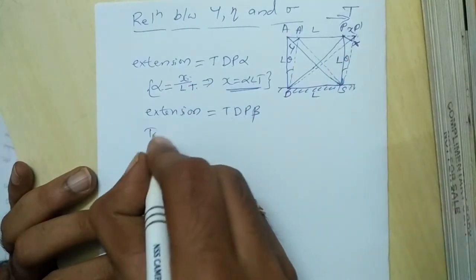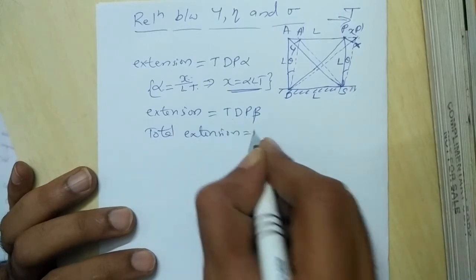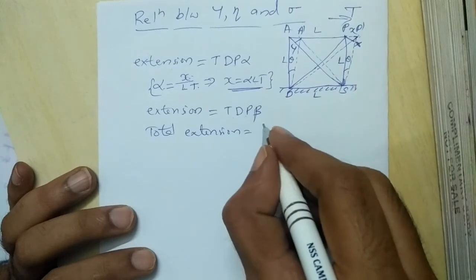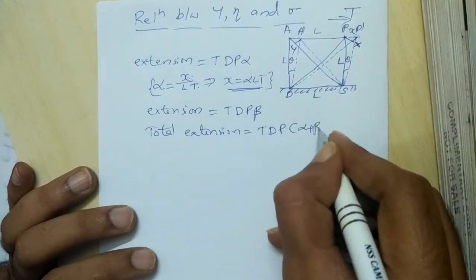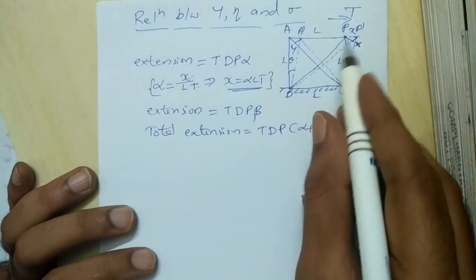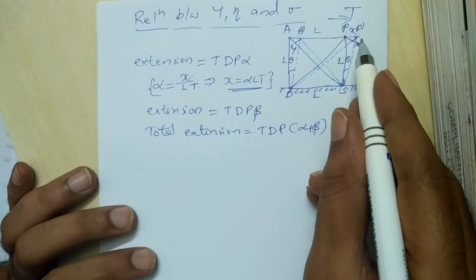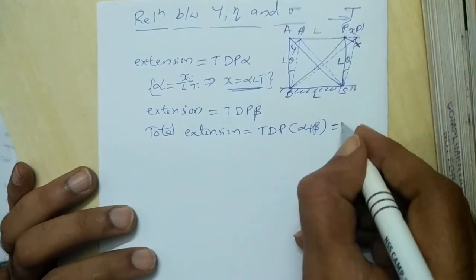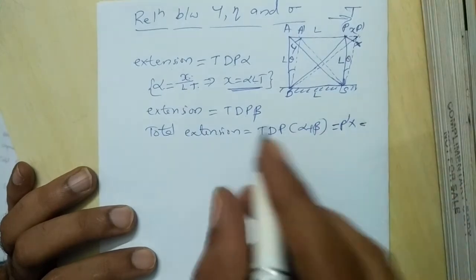So what's the total extension? That's equal to the sum of the two, so that is T into dP into alpha plus beta. Here the original dimension was dP, now it changes to dP dash. So what's the extension? That's equal to P dash x. P dash x is the extension produced.